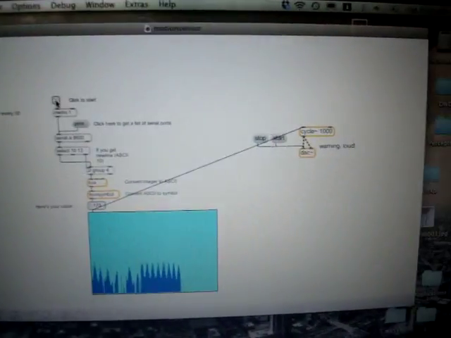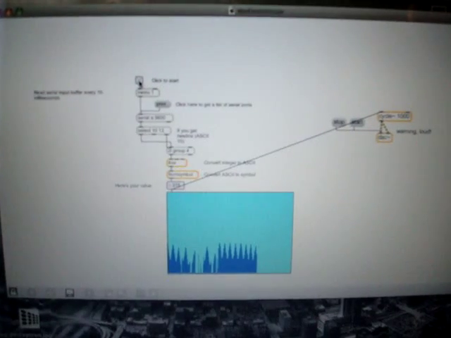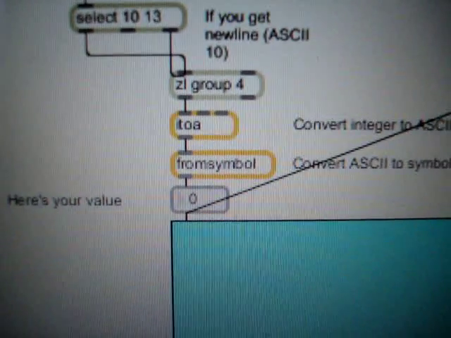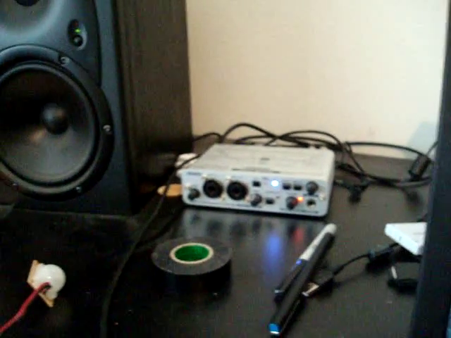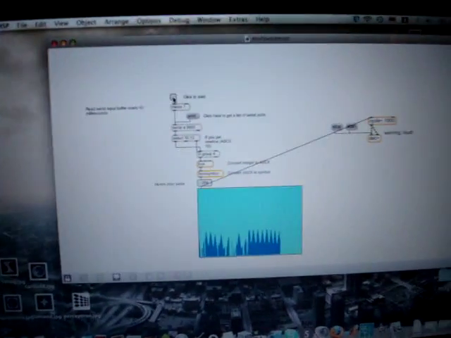Alright, here it is, working through MaxMSP. It plots out to a little graph, and there's a number that it spits out right there. Whoops, I got in the way of the beam. So basically, if I put my hand in front of it, the noise should stop, and then it should start again.